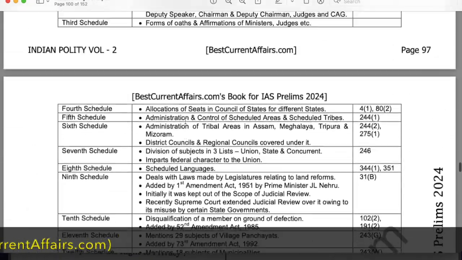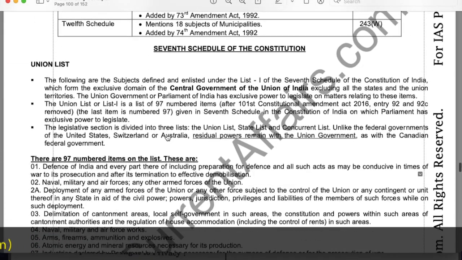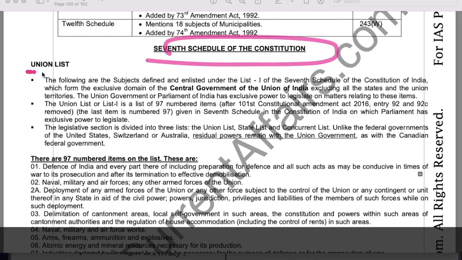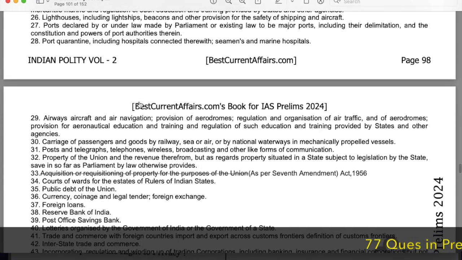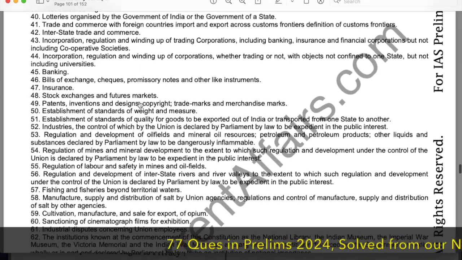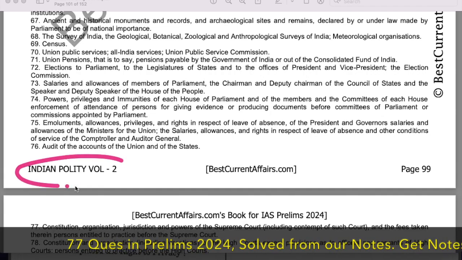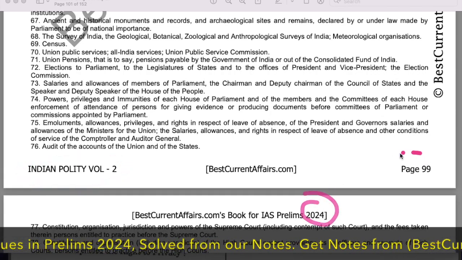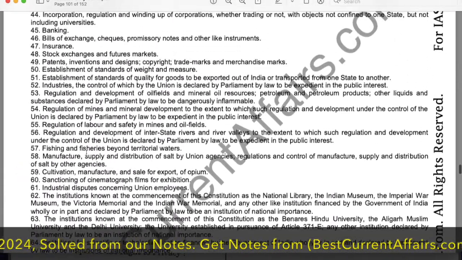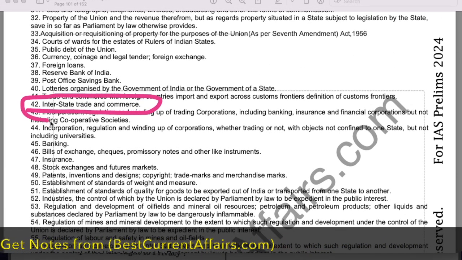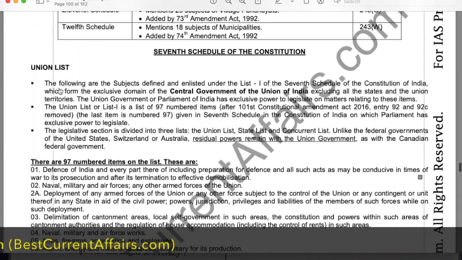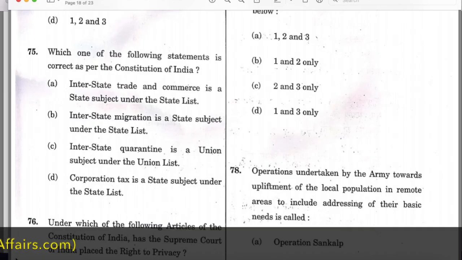Here we have given the full list. 7th schedule of the Constitution, the union list, the state list and the concurrent list. And on page number 98 and entry 42, you can just check. Indian Polity volume 2 booklet for IS 2024 on page number 99, entry 42 of the union list. Interstate trade and commerce is there. It is a part of the union list, not the state list. Therefore, interstate trade and commerce comes under the union list.